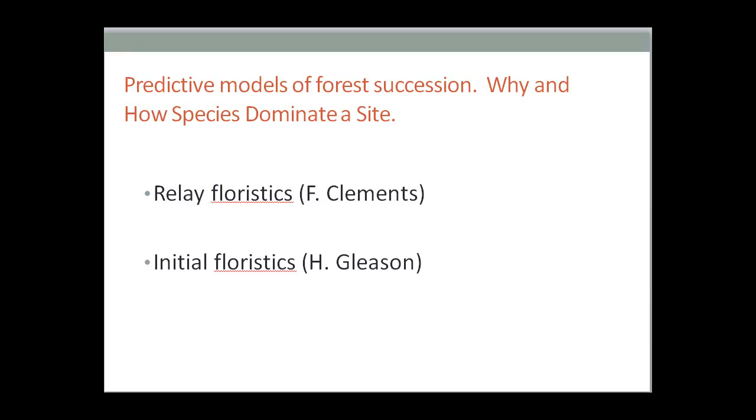So we can join that plant strategy model of Philip Grime with two, I'll say, historic models of forest succession. One of the points here is that the Grime model is not an alternative to these two, but rather explains the mechanisms by which we might see these two strategies play out. We have the original model of succession that was developed by Frederick Clements. This is called relay floristics, and it was challenged by Henry Gleason with the initial floristics model. So let's look at both of these, and both of these have a place.